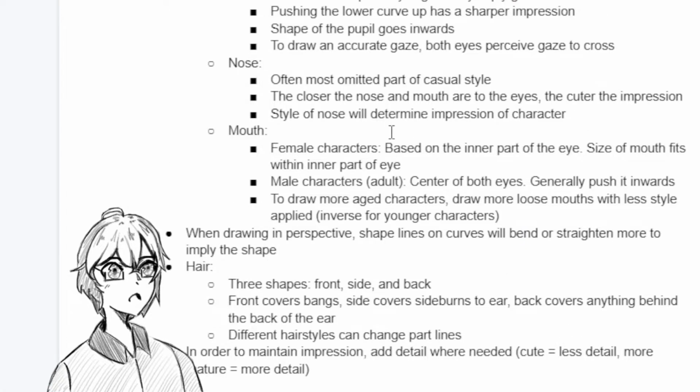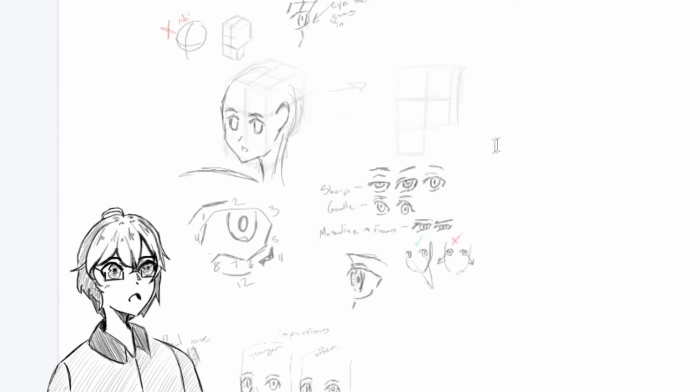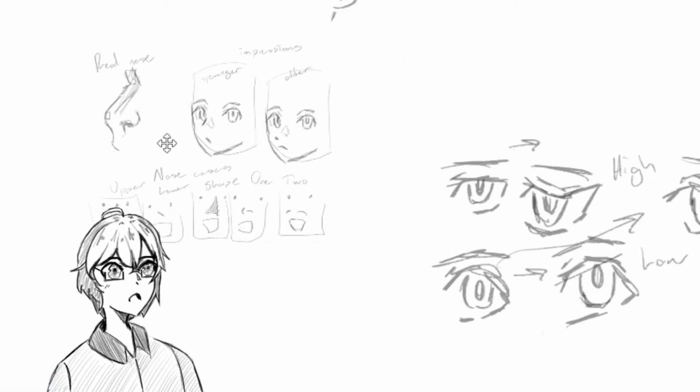And then some tips for the nose and mouth. The nose is often the most omitted part of casual style or anime style, and the closer the nose and mouth are to the eyes, the cuter the impression, and the style of the nose will determine the impression of the character. So as you can see with this example here, the younger expression will generally have the nose style drawn closer to the eyes, versus a more mature look will draw the nose style further away from the eyes.